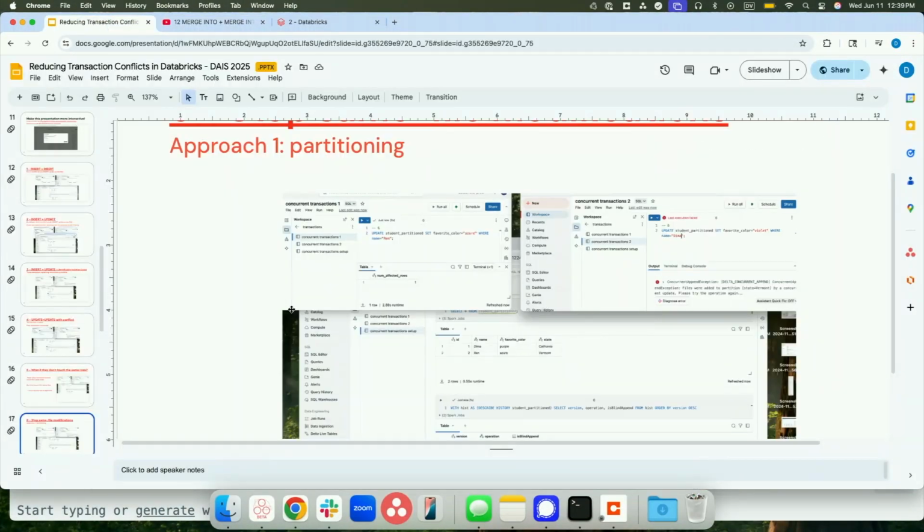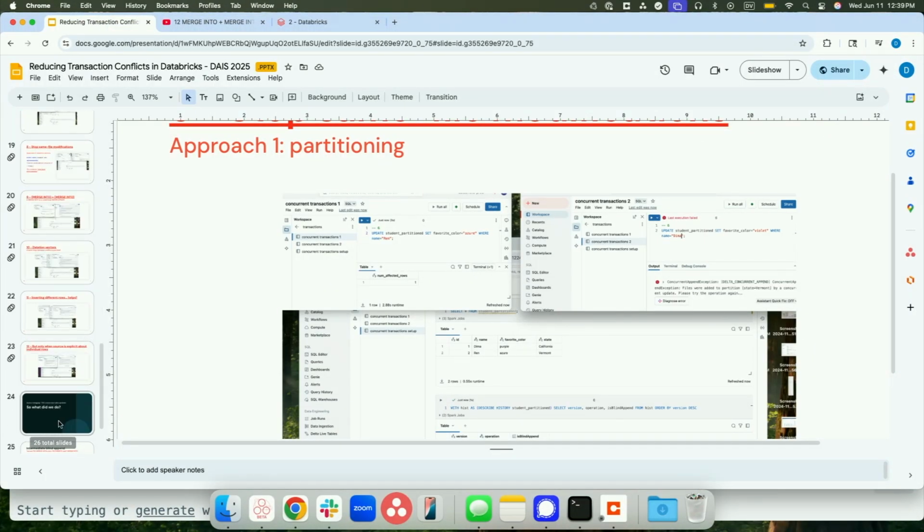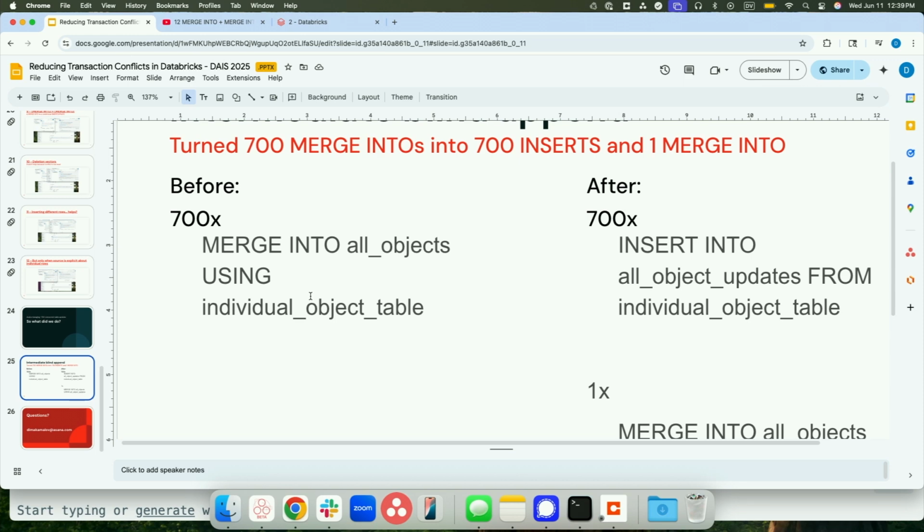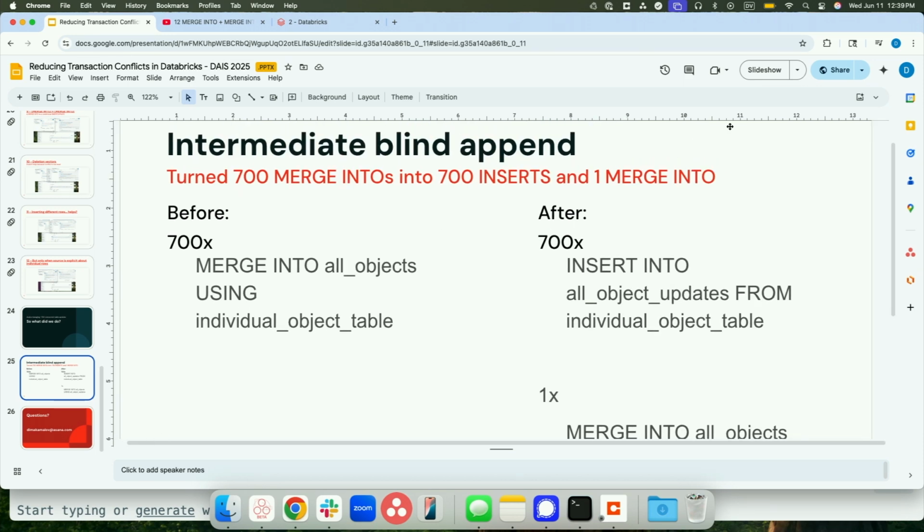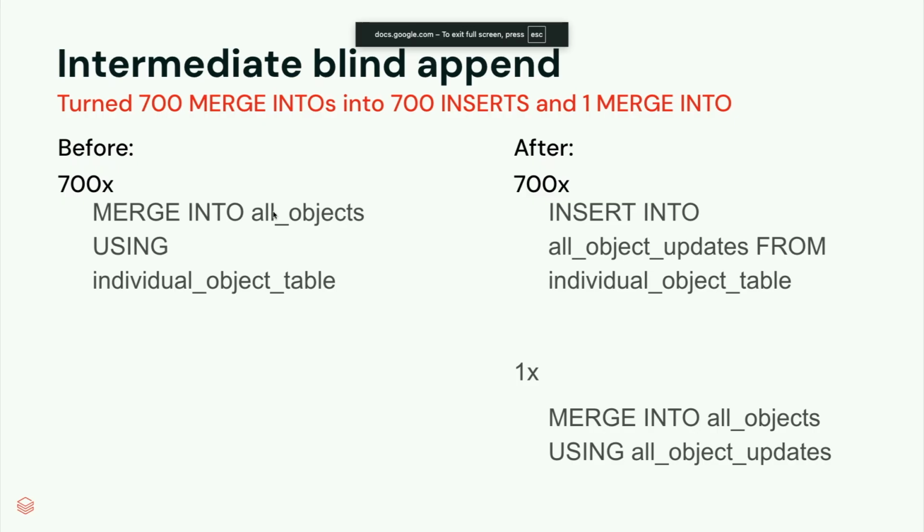Okay, so let's go back to the problem I was trying to solve, where we had 700 upstream tables writing to the same downstream table. What we had initially was 700 merge into statements. And you saw how merge intos can conflict quite capriciously: even if they don't conflict by rows, because a SQL query result is necessary to tell that, we can't do it. However, inserts themselves are pretty cheap and don't conflict at all.